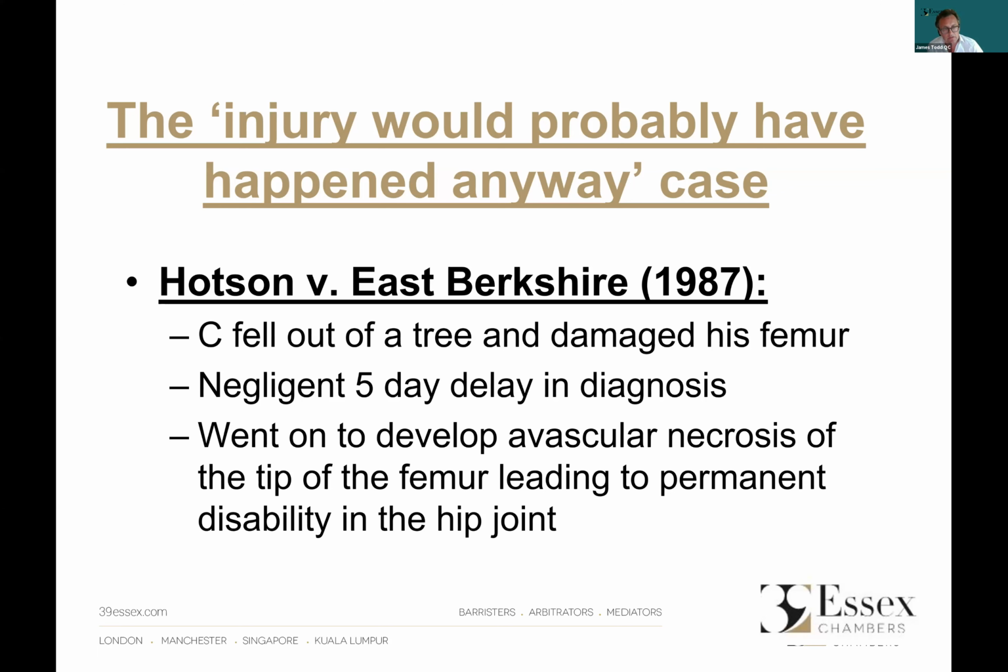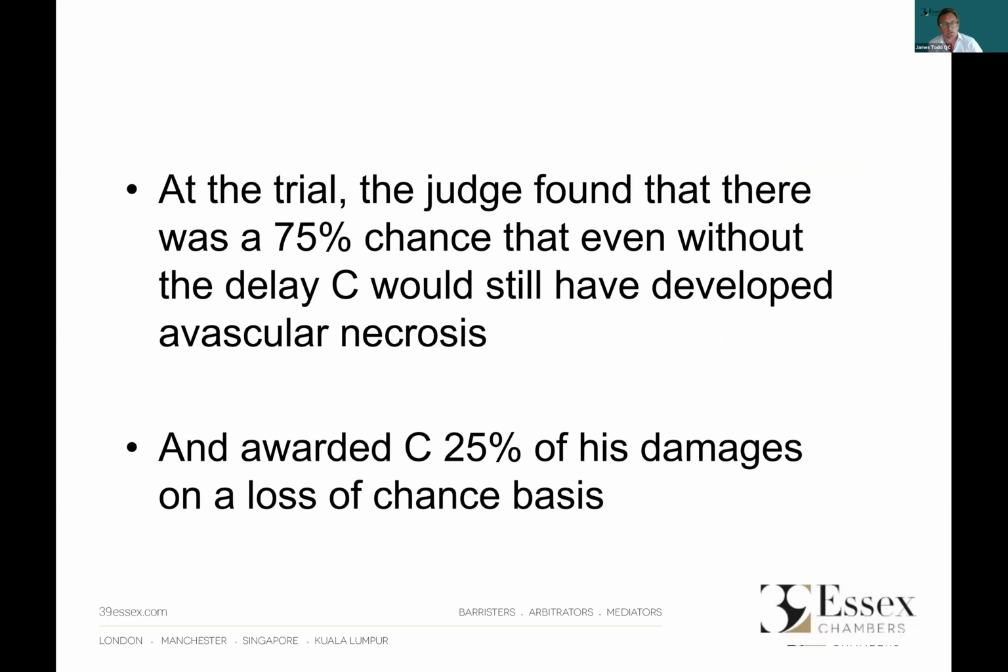They didn't think he had a fracture. Eventually, he went back to hospital and sure enough, the fracture was diagnosed, but there was, in that intervening period of 5 days, a negligent delay in the diagnosis. He started to receive treatment, but unfortunately, he went on to develop avascular necrosis of the tip of the femur, leading to permanent disability in the hip joint. He sued the hospital.